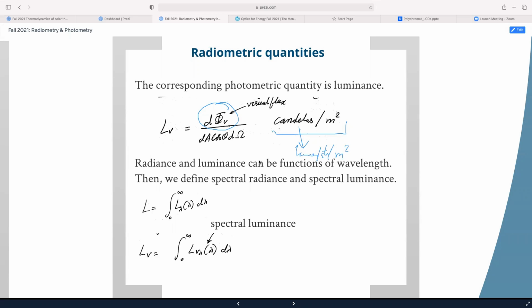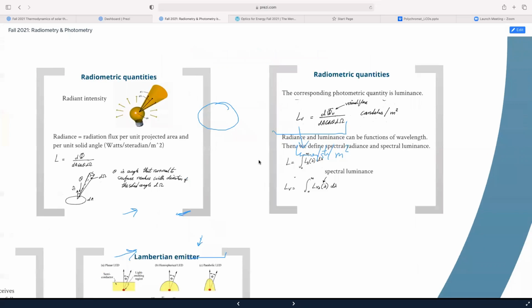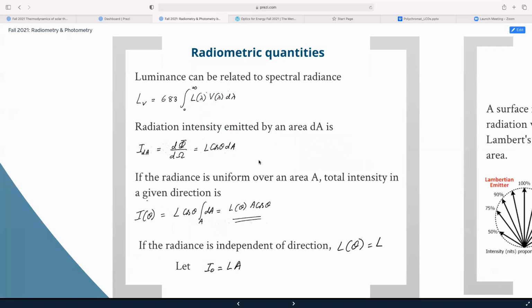Radiance and luminance can be functions of wavelength. So, same as before, you can define a spectral radiance and spectral luminance, similar to what we have seen before, because you have a source, so you do the integral over all the wavelengths. In the case of spectral luminance, you have to use this V. Remember, we have to weight it by the visual perception function. Luminance is shown here. So the luminance is related to the spectral radiance based on the human perceptual function. That's just explicitly writing that down.